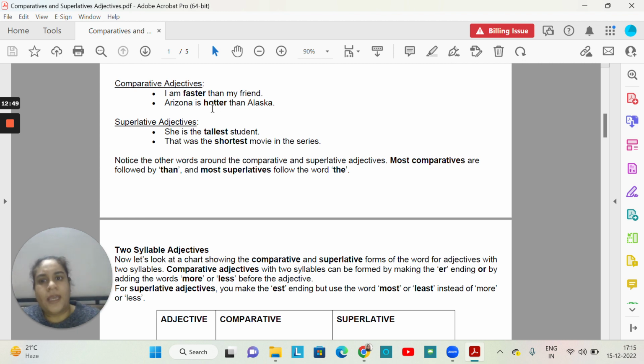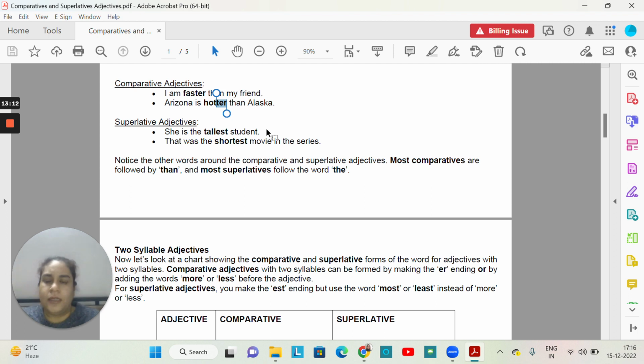Fine. Here, hot, I have CVC. Consonant, vowel, consonant. And because it's a single consonant, I have added another one here. I have added another consonant to it, that is T. And then I've added ER. That becomes my comparative.